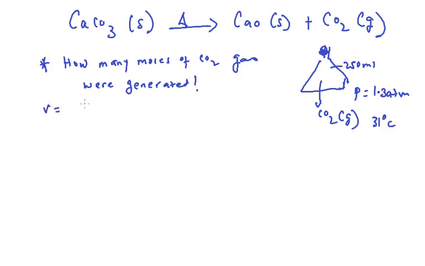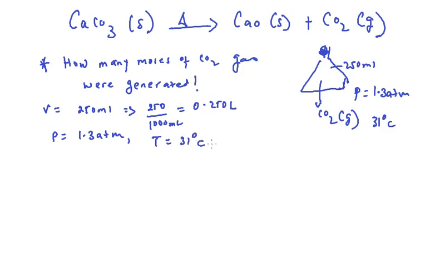We have the volume, which is given as 250 milliliter. The milliliter has to be changed into liter, so you divide 250 by 1000, which gives you 0.250 liter. You have a pressure of 1.3 atm, and a temperature of 31 Celsius, but 31 Celsius has to be changed into Kelvin because that's one of the SI units. Especially when we are dealing with the ideal gas equation, we change Celsius or Fahrenheit to Kelvin. So you add 273 to 31, which gives you about 304. There is some decimal number, but we can take 304 Kelvin.